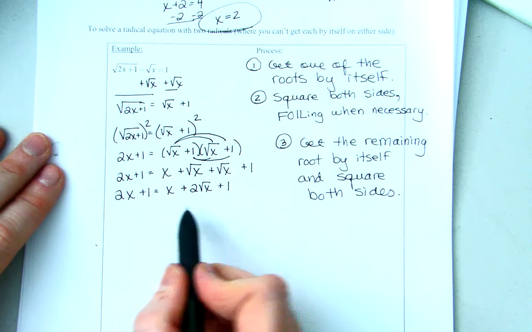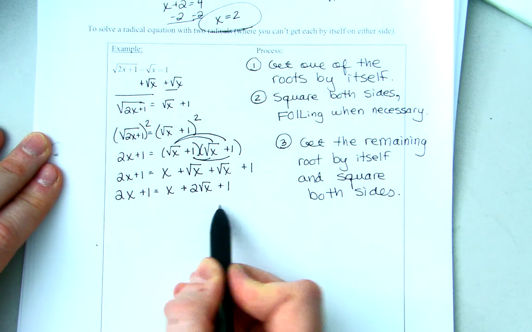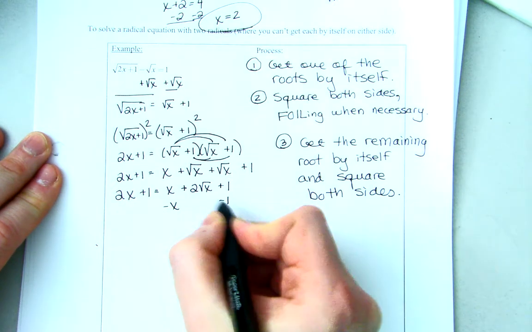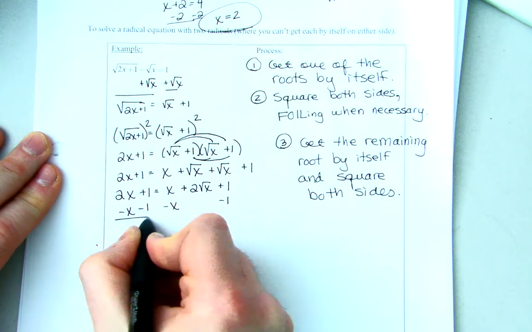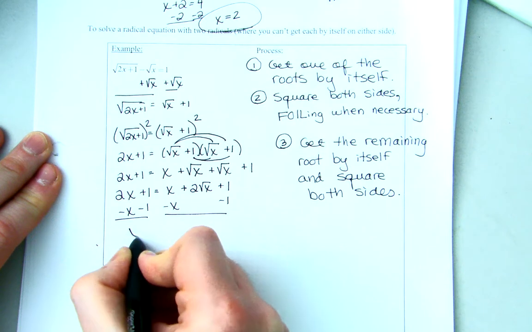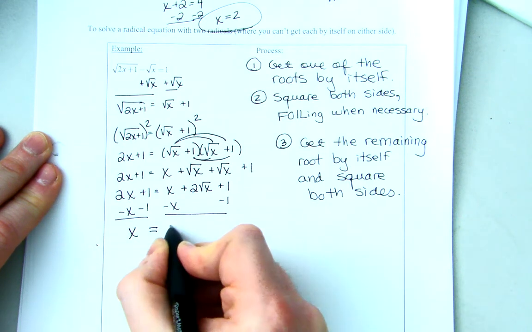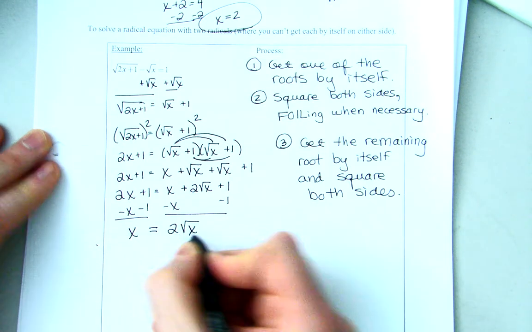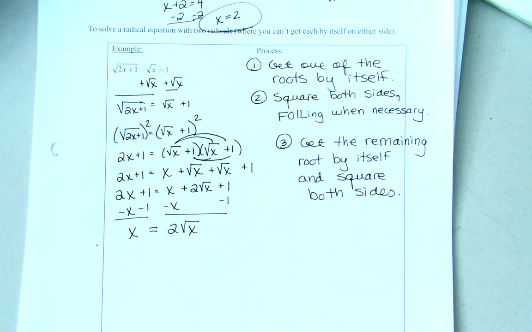So, I need to get rid of the x. I need to get rid of the 1. I'm going to subtract x and subtract 1 from both sides. I'll just do that at the same time. I'm going to get just x, which is kind of nice on that side, which means no foiling, equals 2 root x.